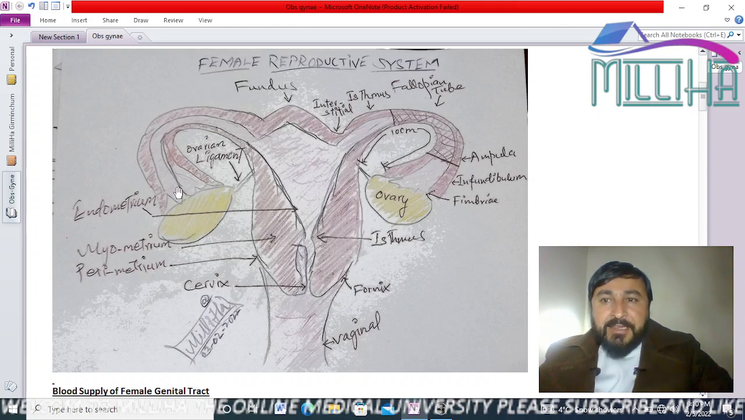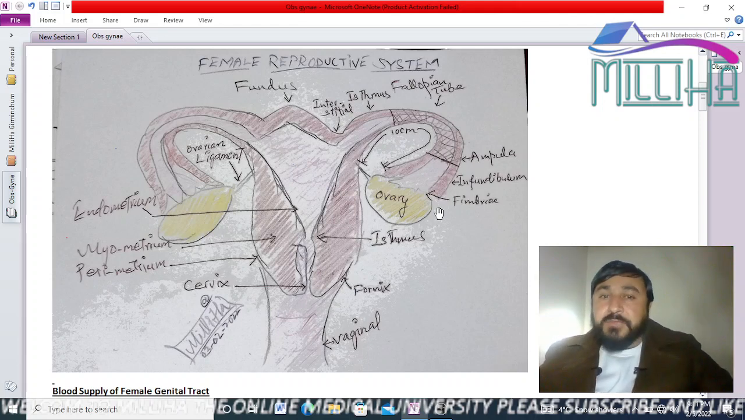So this is called the fallopian tube. The length of the fallopian tube is 10 centimeters. Okay, this is the fundus. The different parts of the fallopian tube: the first part is called the interstitial part, because this is half inside the body of the uterus and a little bit in the wall. This is called the isthmus, and this part is called the ampulla. Mostly the fertilization takes place here, and the ectopic pregnancy also takes place here. The whole length of the fallopian tube is 10 centimeters.